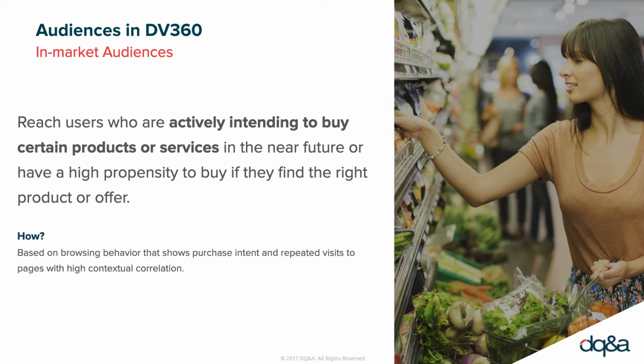So the first intent-driven audience is in-market audience. And in-market audiences are great for driving more qualified leads to your website, to grow your remarketing lists and reach users who are actively intending to buy certain products or services in the near future, or have a high propensity to buy if they find the right product or offer. And this is based on browsing behavior that shows purchase intent and repeated visits to pages with high contextual correlation.